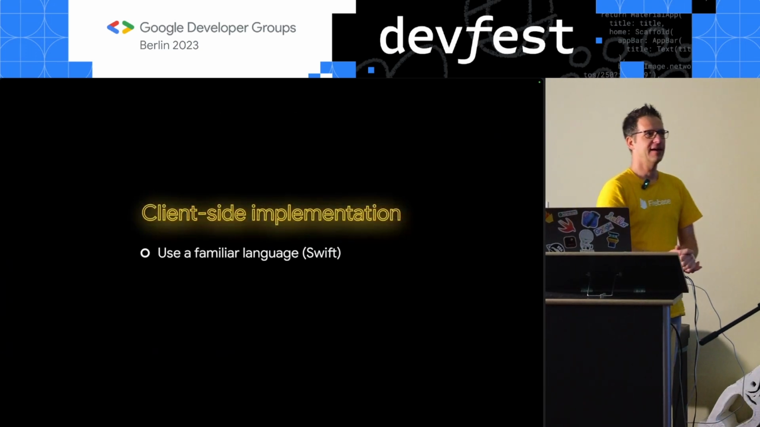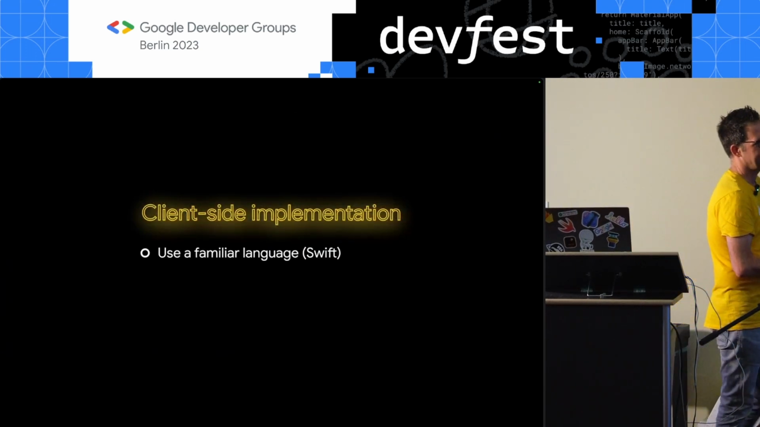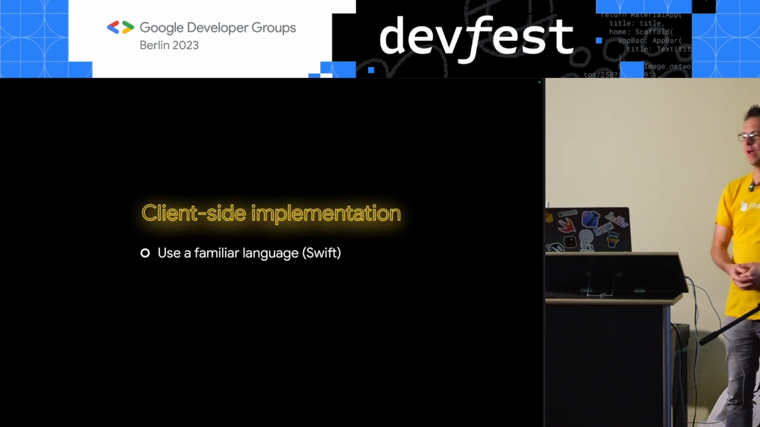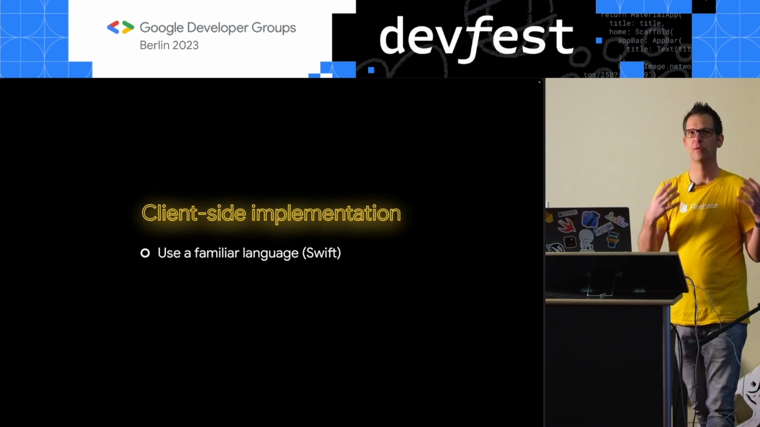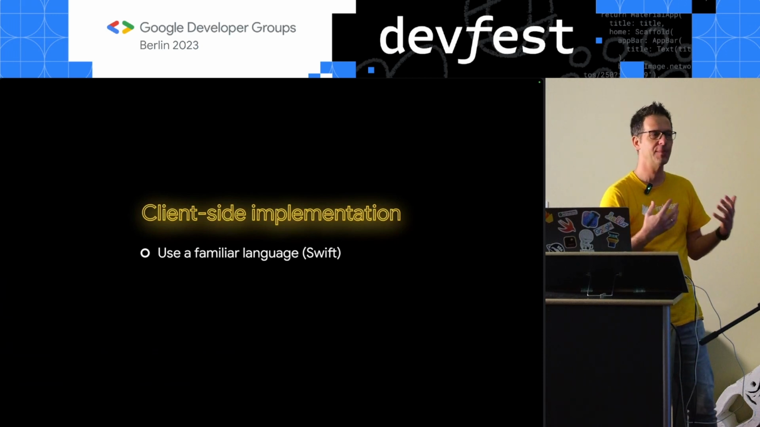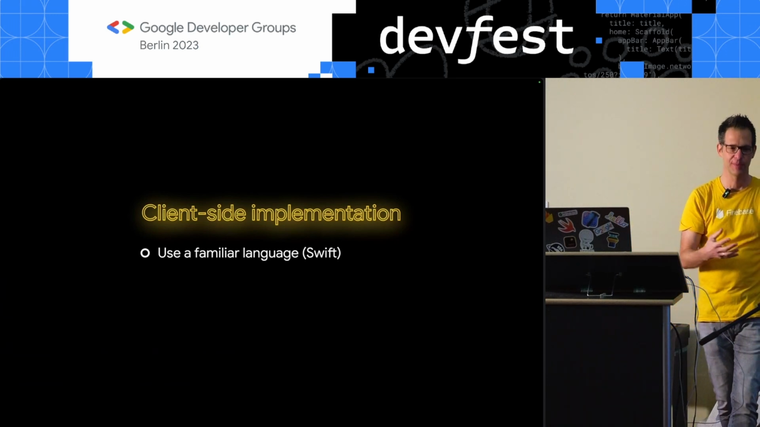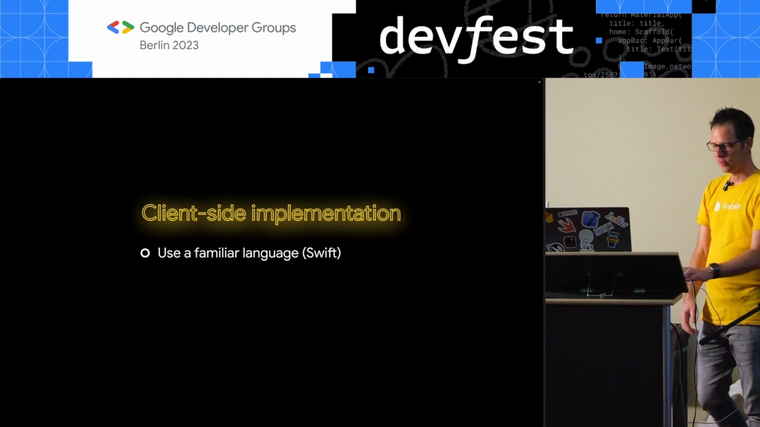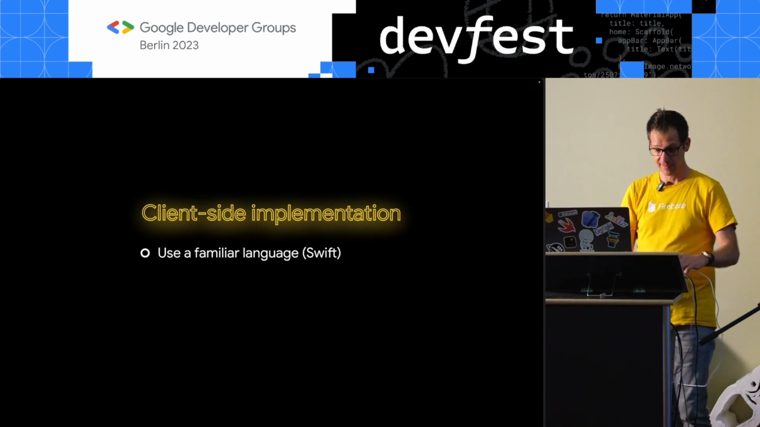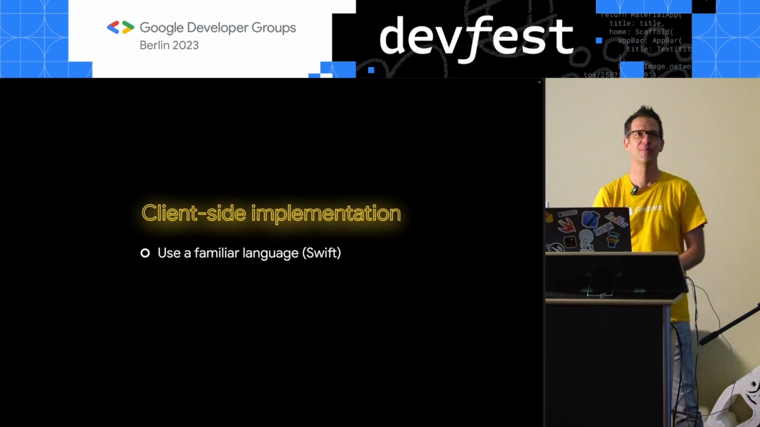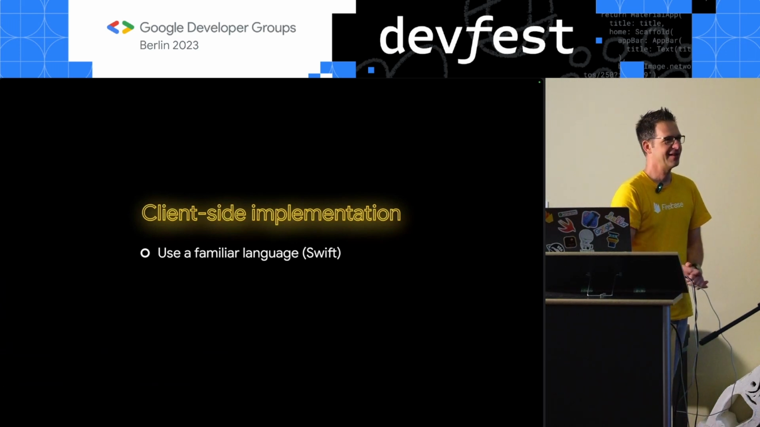What are the advantages of doing this on the client? Well, the first advantage is that you can use a language that you are familiar with. So I am an iOS developer. I know it sounds weird because I work at Google. A lot of people say, what? You work at Google? You've got an iPhone? Yes. On both counts. Yes, it's allowed.